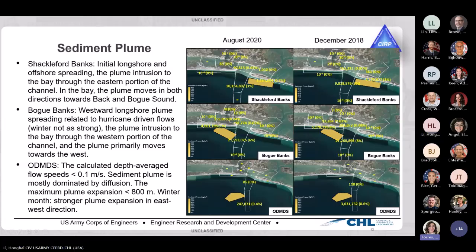So for the offshore side, most material stays near the placement area, and there's really only a small amount of material moving to the offshore channel area. Yeah, not much. I mean, there's zero moving into the sound area.